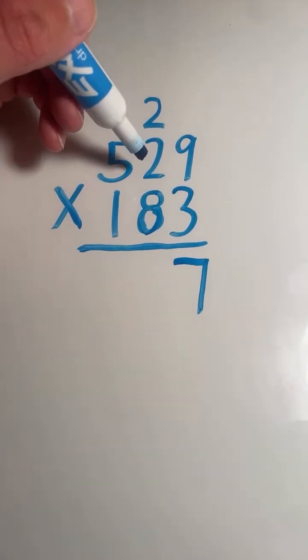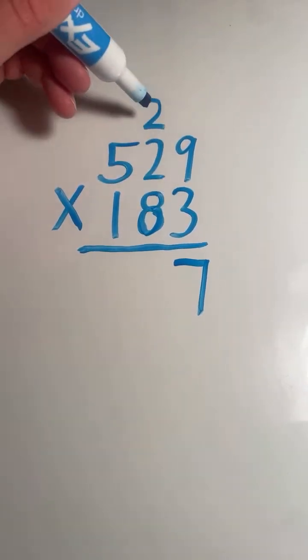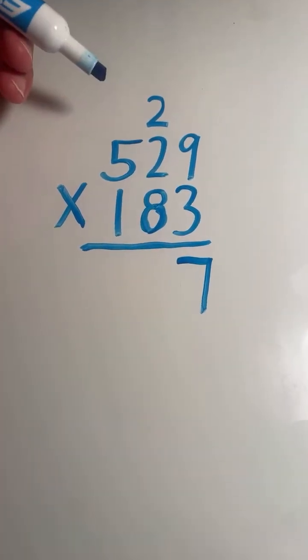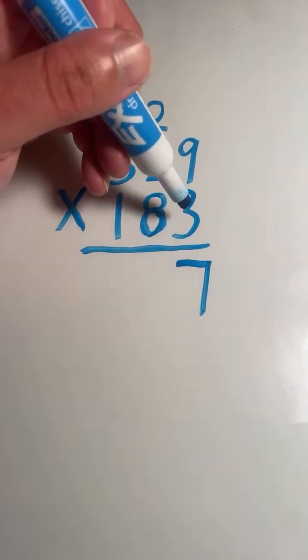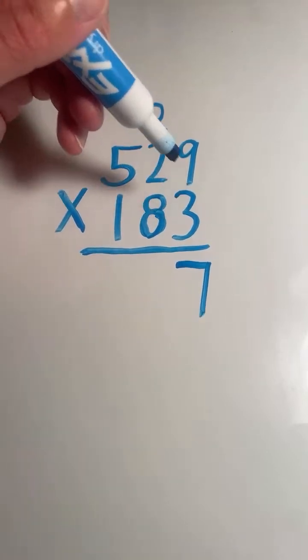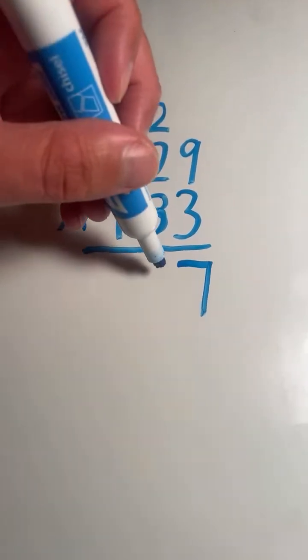Next, we got to multiply 2 times 3, and then we have to add the 2 that we carried over. So 2 times 3 is 6, plus 2 equals 8.